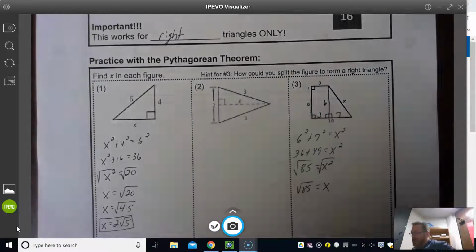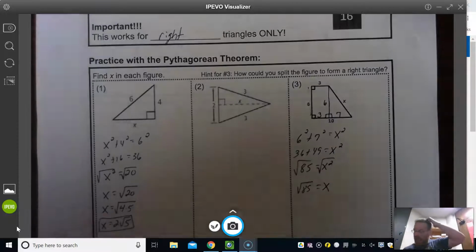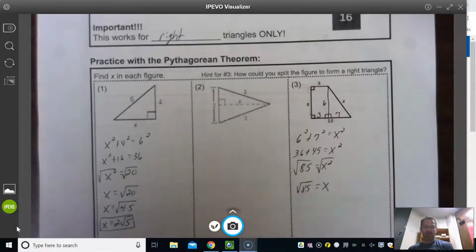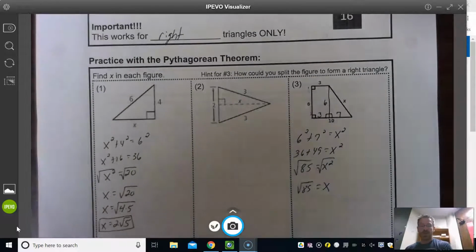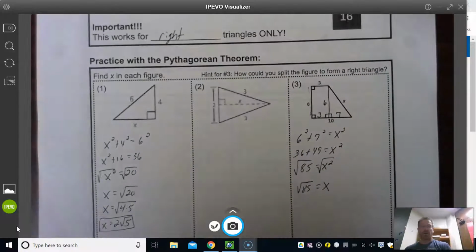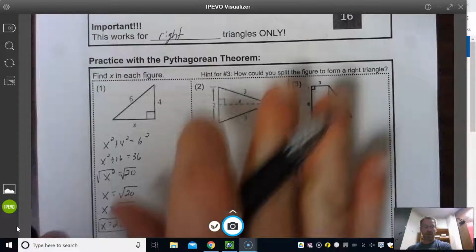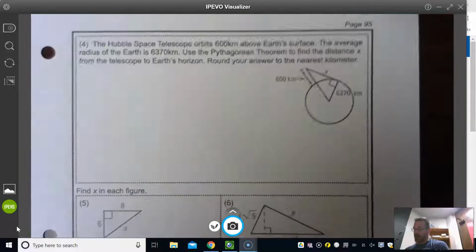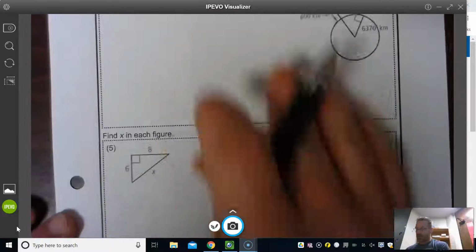In this case, if I divide 85 by 5, I get 17. So 5 times 17, and I don't think we can reduce 85. So that is our final answer. You can see how that works. When you flip to page 95, you have several examples here. I want you to work through those.